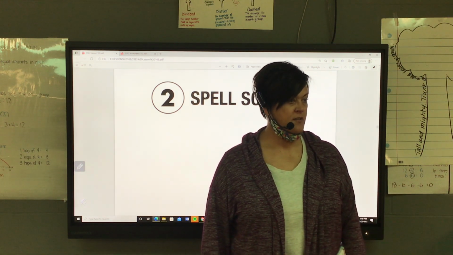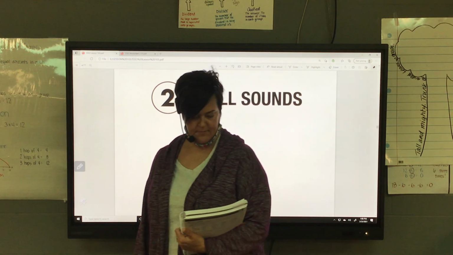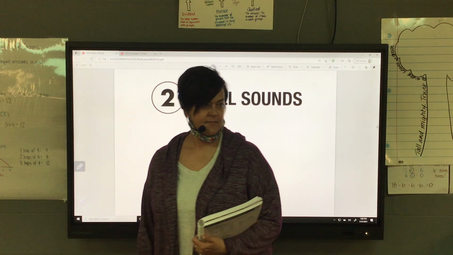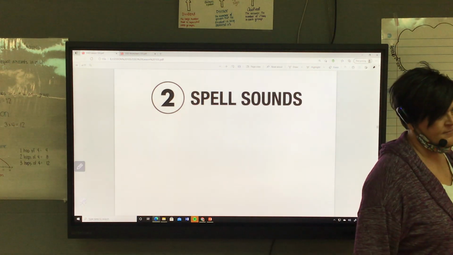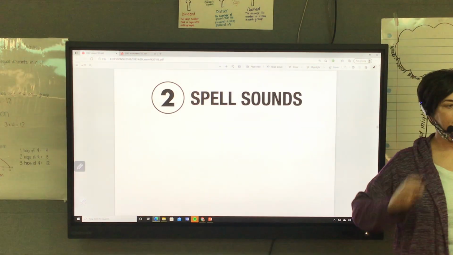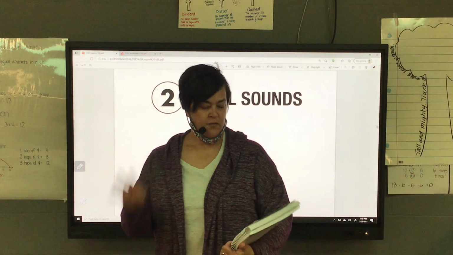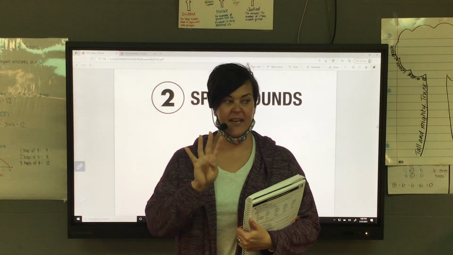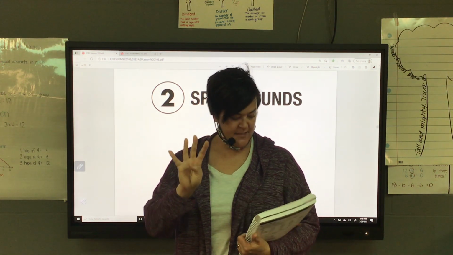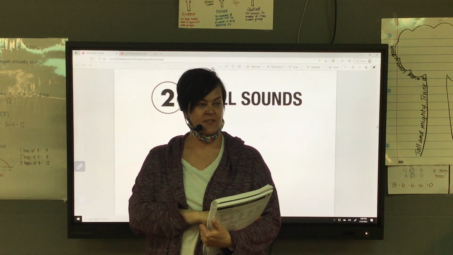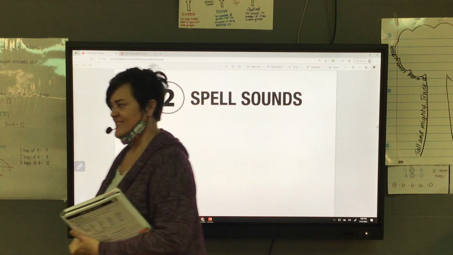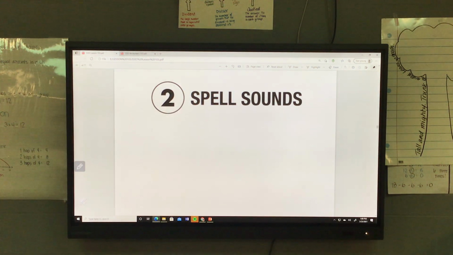Like in book. Sounds. Four ways. How many ways? Four. Four ways. Can we put them on two separate lines? Yes. You can put two on one line and two on the next line.